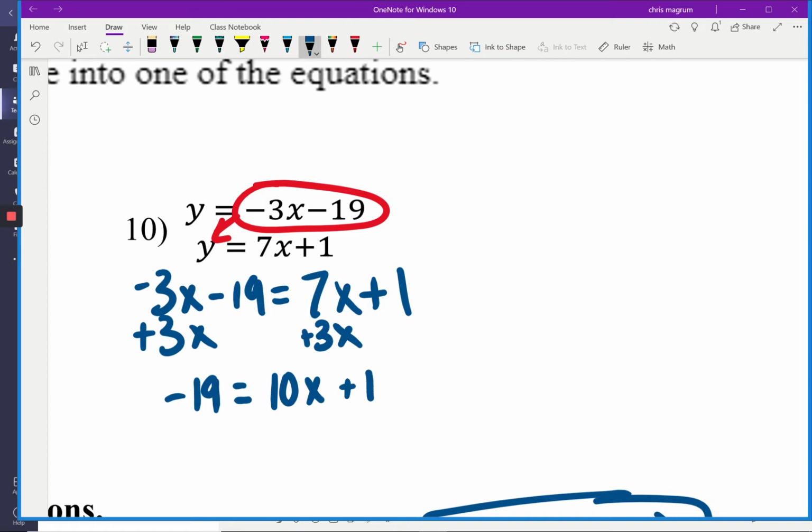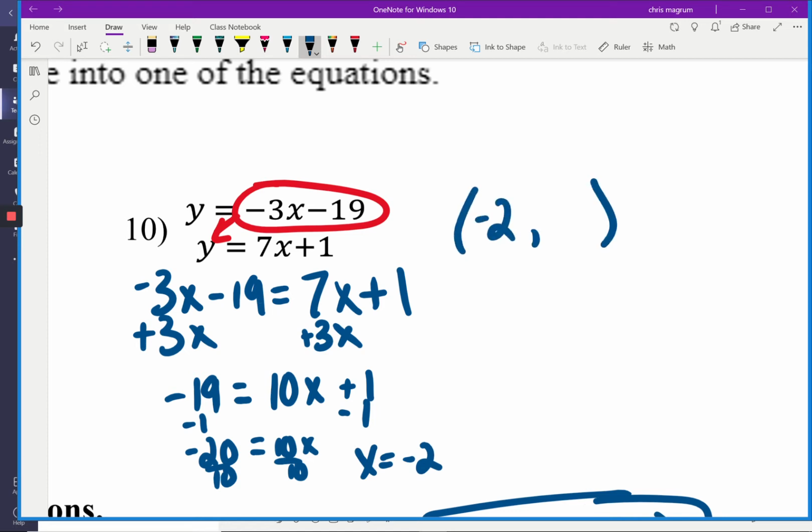To get x by itself, we finish solving this. We have 2 steps left. Subtract 1. Negative 20 equals 10x, and then we divide by 10 on both sides. So x equals negative 2. Again, that's just my x-coordinate. We still need a y.